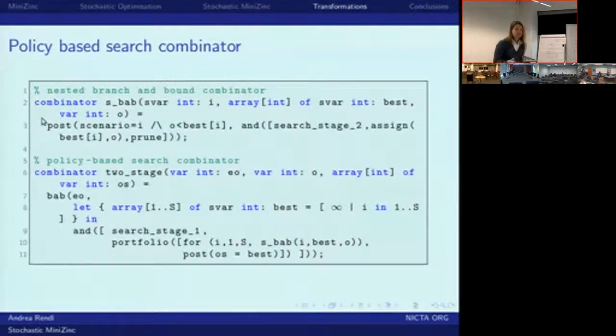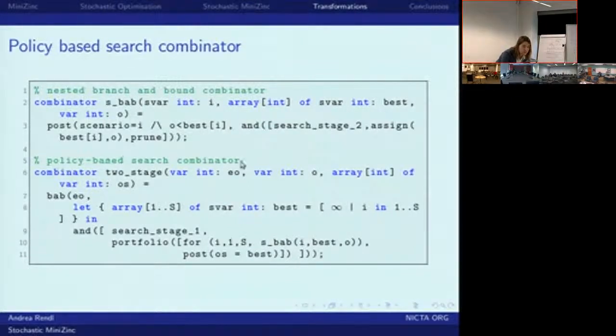The first combinator is this nested branch and bound combinator that we use on each of those subtrees, on the recourse trees. So what we're doing is, first of all, we're posting that the scenario gets the value I, so the current scenario that we're looking at, and O is the current objective. So this is the branch and bound constraint that we're posting, and then we're performing AND search. So we're searching on the second stage and assign the current best value to O, and then we prune. So this is very similar to this branch and bound combinator that I've showed you before, but just this time we're at the beginning posting the scenario variable and collecting the objective in this position of the array.